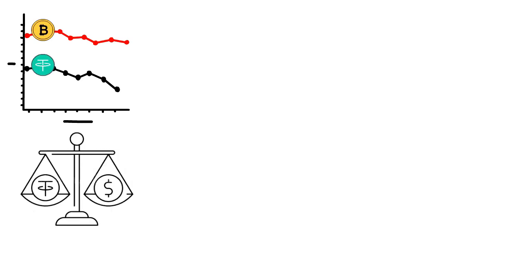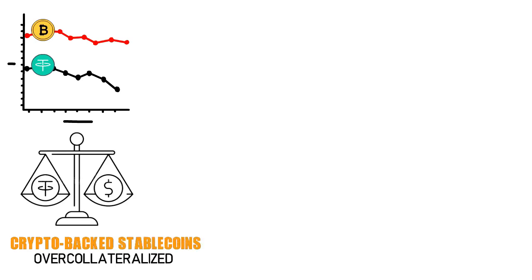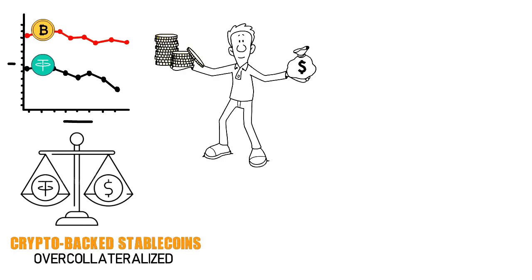However, one of the potential risks with crypto-backed stablecoins is that if the value of the underlying cryptocurrency decreases significantly, the stablecoin's value may also decrease, making it harder to maintain its peg. This is why many crypto-backed stablecoins are over-collateralized, which means they hold more reserve than the amount of stablecoins issued.